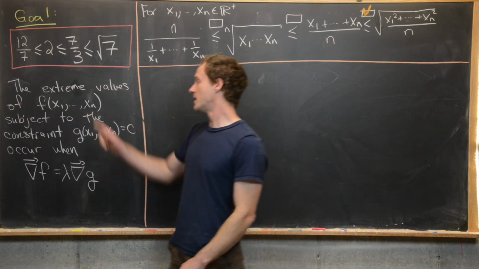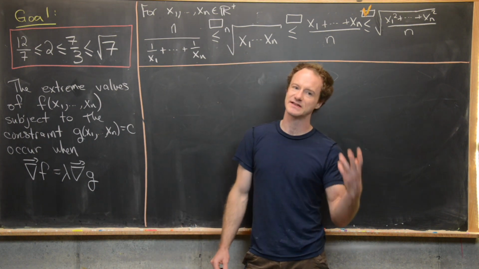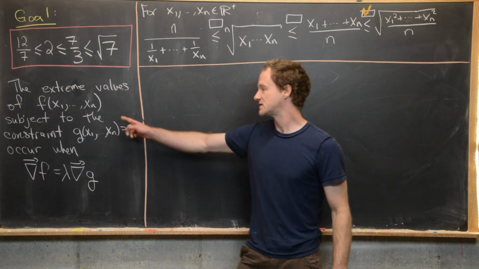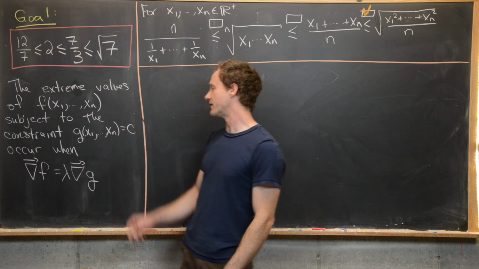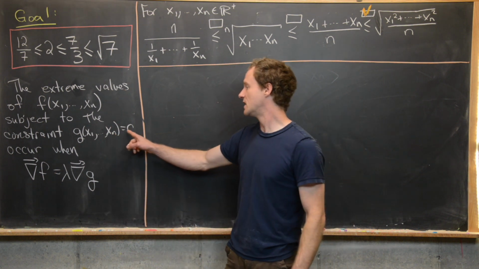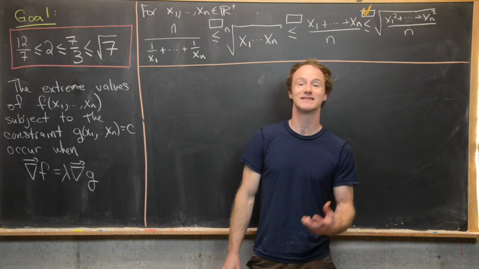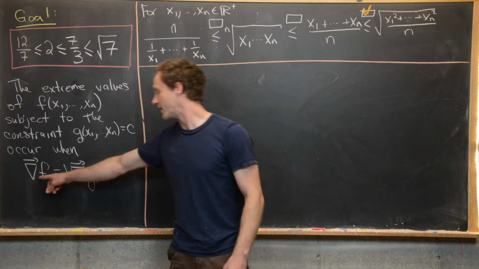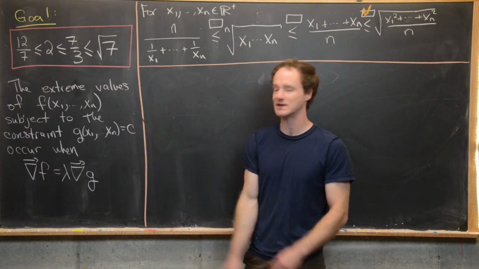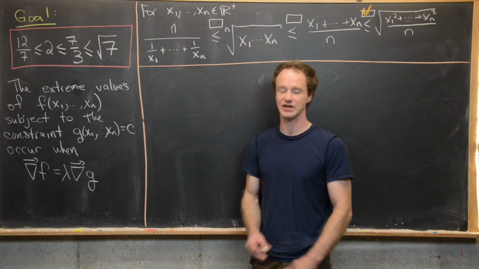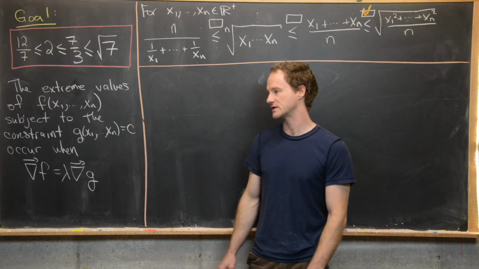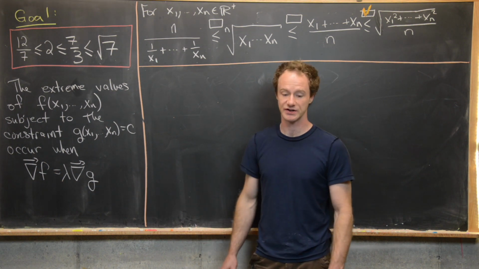The extreme values of f of x1 up to xn, so that's a function of n variables, subject to the constraint g of x1 up to xn equals this constant c, occur when the gradient of f equals lambda times the gradient of g. So I've got a whole multivariable calculus playlist where we do this kind of stuff if you're interested.